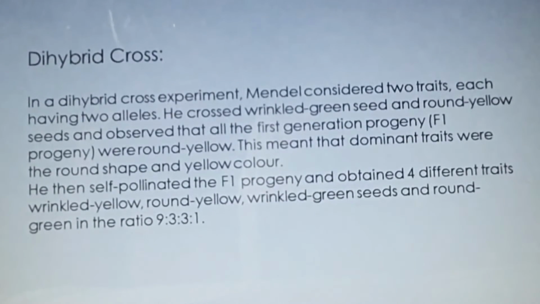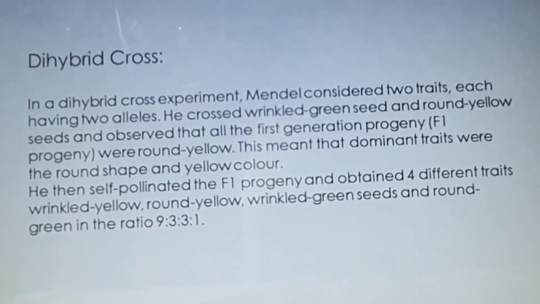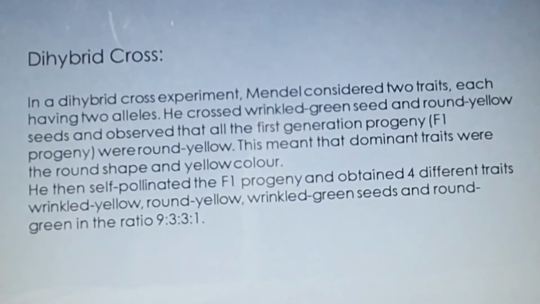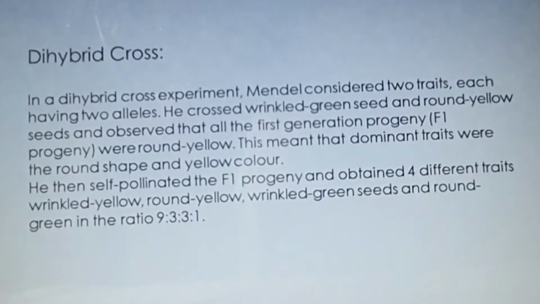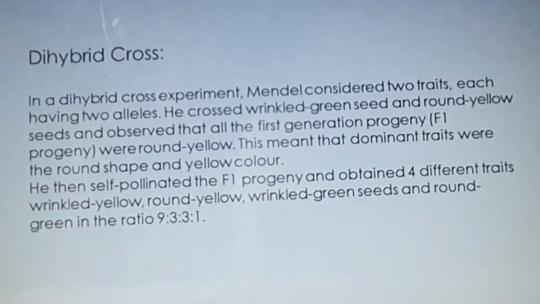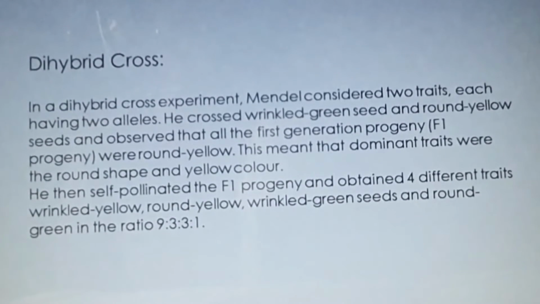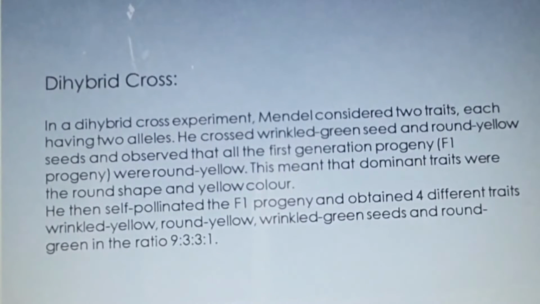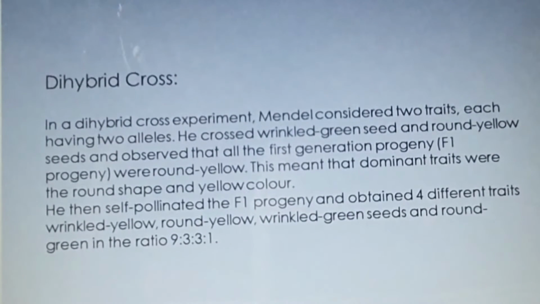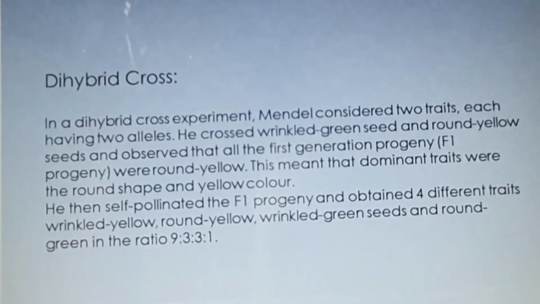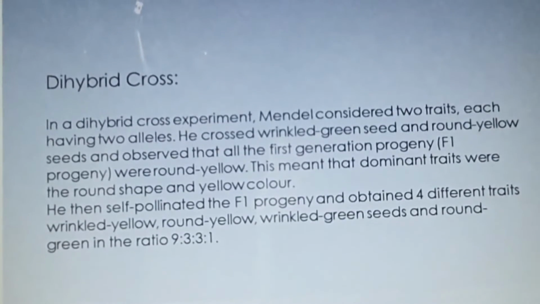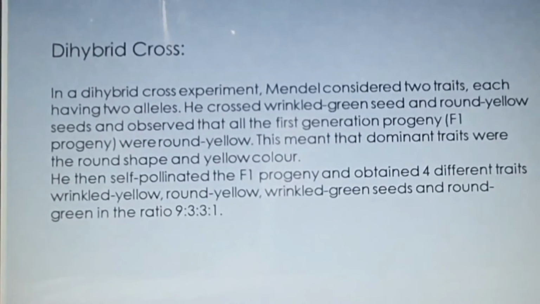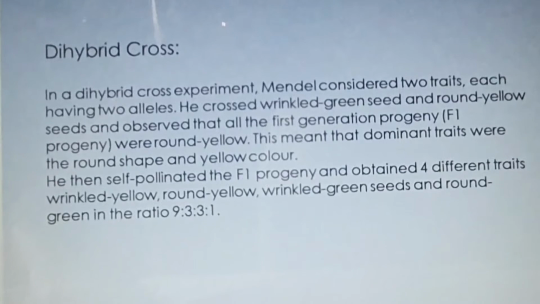So he crossed wrinkled green seed and round yellow seed and observed all the F1 generation. He got all were yellow and round. This means yellow color is dominant and round shape is dominant. Then he self-pollinated the F1 progeny and obtained F2 generation. In F2 generation, he got four different types of combination. First one was wrinkled yellow, then round yellow, then wrinkled green, and then round green. The ratio was 9:3:3:1. This is how he completed a dihybrid cross. Now we will see diagrammatic representation.